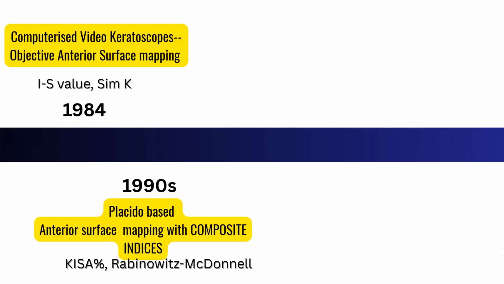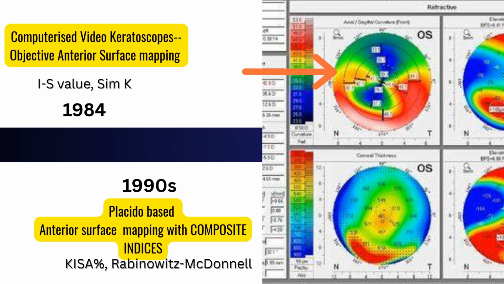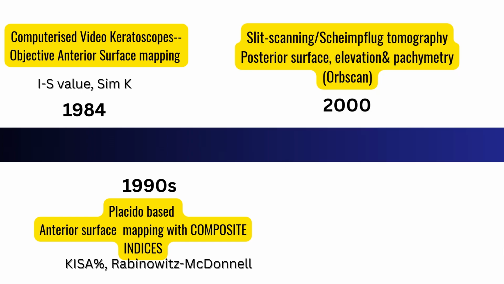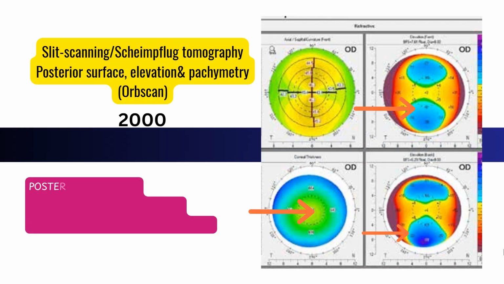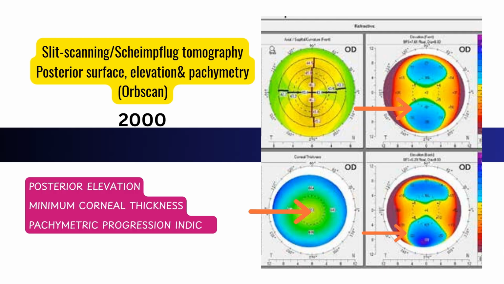At this stage, remember that all these diagnostic parameters were still based on the anterior curvature map or the sagittal curvature maps. The next leap came with the introduction of slit scanning and Scheimpflug tomographers like the Orbscan, which were the first to measure the posterior corneal surface, elevation maps, and pachymetric data. We shall be talking about the pachymetric progression indices in our advanced video.